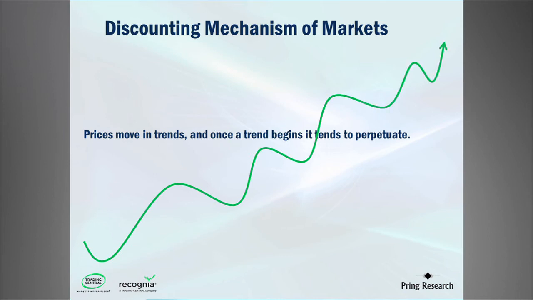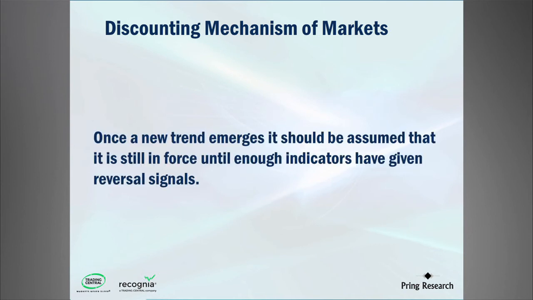One principle that emerges from our definition of technical analysis and the weight of the evidence approach is that it should be assumed that once a new trend emerges, it's still in force until enough indicators have given trend reversal signals. Technical analysis does not promise that you can identify the top or the bottom, merely the area of the top and the area of the bottom. Two key points before we wrap up this introductory segment.